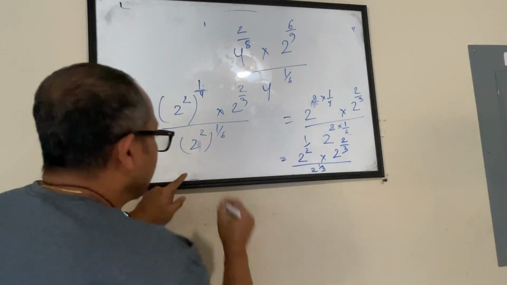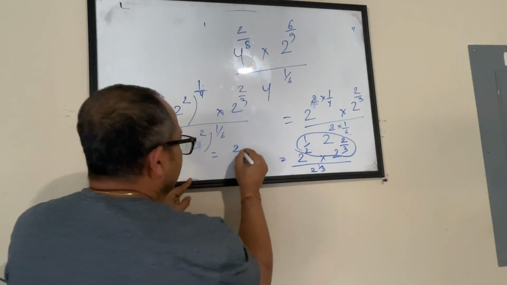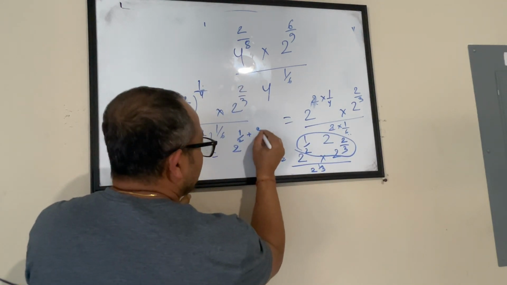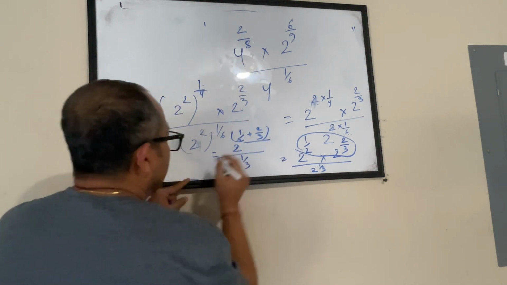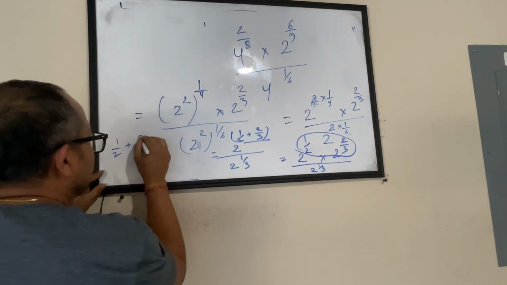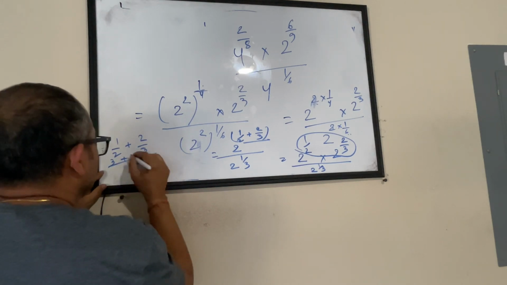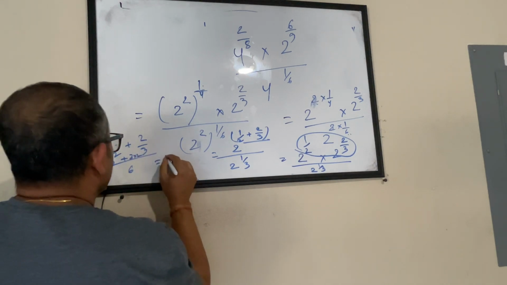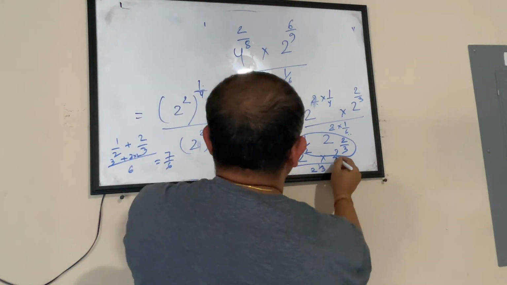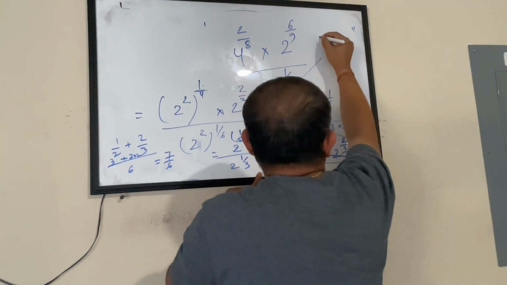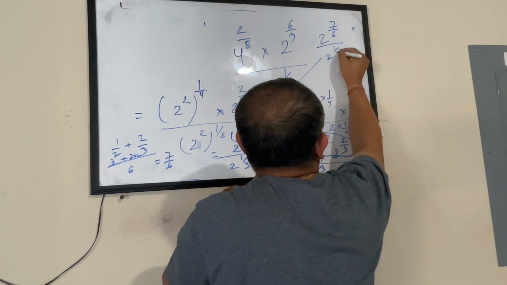Now you have 2 to the power 1 by 2 and 1 by 3. So you will add this: 1 by 2 plus 2 by 3, divided by 2 to the power 1 by 3. So this becomes 1 by 2 plus 2 by 3. This gives 6, 2 times 3 plus 2 into 2. So this becomes 7, 3 plus 4, 7 by 6. So this part alone became 2 to the power 7 by 6 divided by 2 to the power 1 by 3.